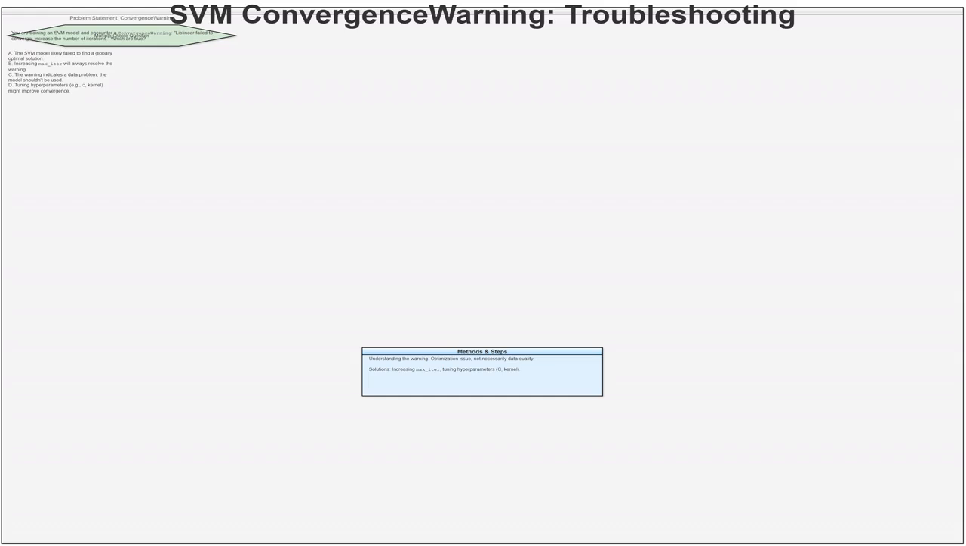I see a convergence warning, and that's a common issue when training support vector machines, SVMs. It essentially means the algorithm didn't quite reach its goal within the set number of tries. We need to figure out why and how to fix it. Think of it like trying to reach the top of a hill. The algorithm might have gotten stuck on a lower slope instead of reaching the peak.